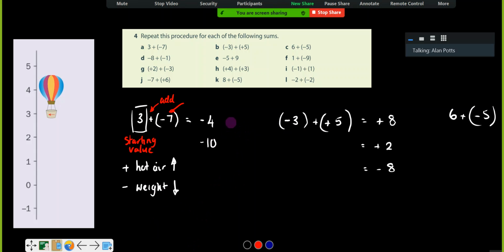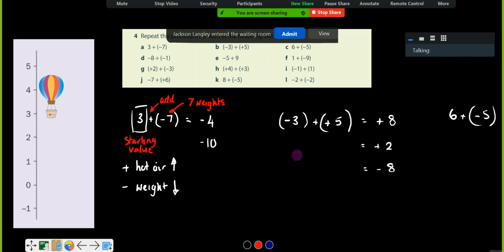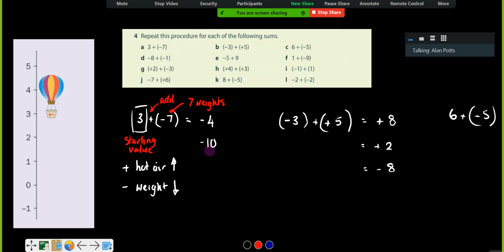Weight. How many of them? 7 weights. So something I didn't mention is every one negative is one weight moves you down 1. Okay. So if I add 7 weights, that's going to move me down 7 places from 3.